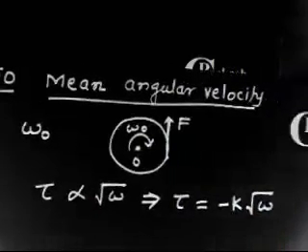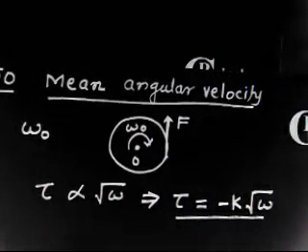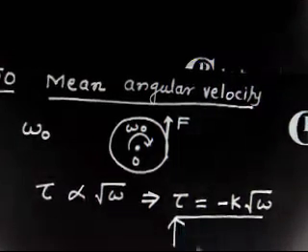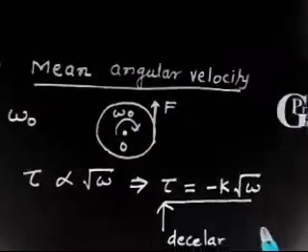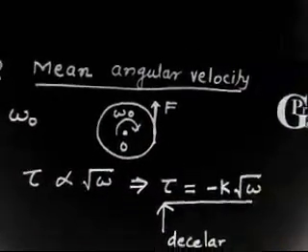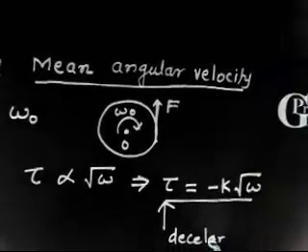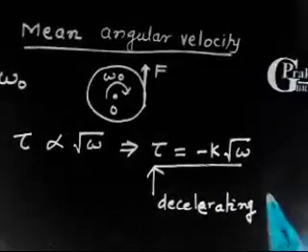Why am I writing minus? Because this torque is doing deceleration. So when I write torque is equal to I alpha, in that equation torque will be negative because torque is decelerating. So this is a decelerating torque.